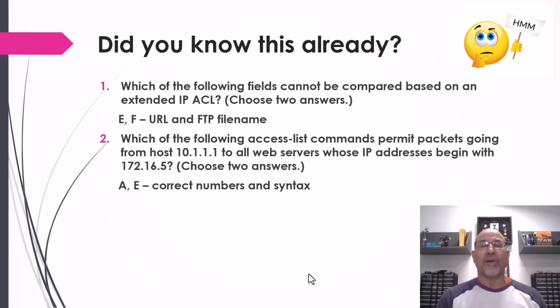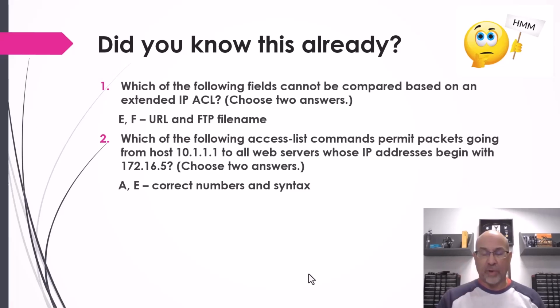Question number 2, which of the following access list commands permit packets going from host 10.1.1.1 to all web servers whose IP addresses begin with 172.16.5? And the correct answers there were A and E. They had the correct numbers for the extended ACLs, 100 to 199 or 2000 to 2699, and the syntax was correct, right? The fields were in the right order.